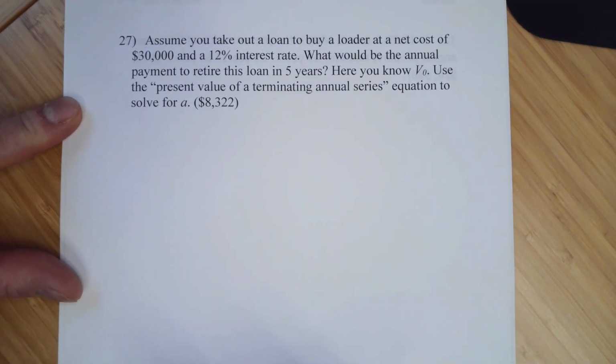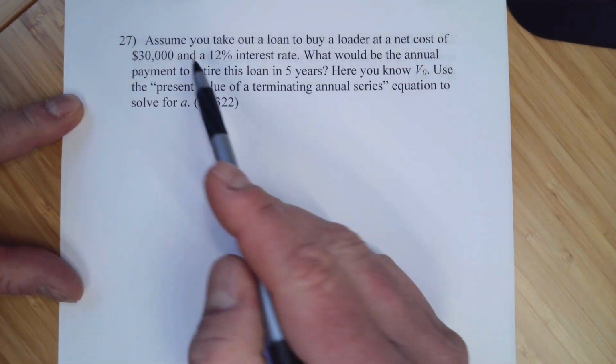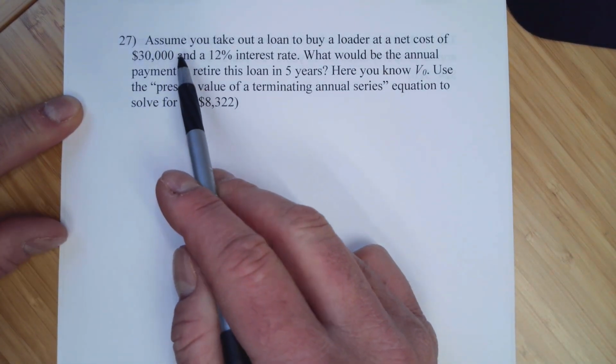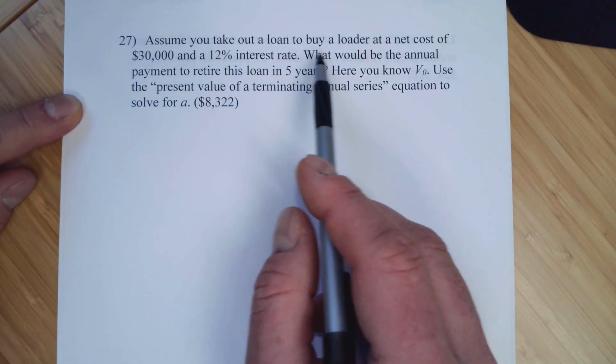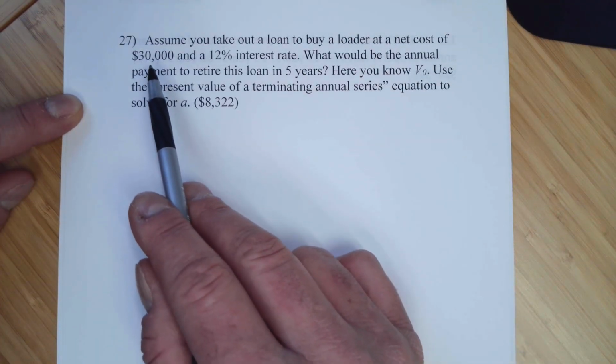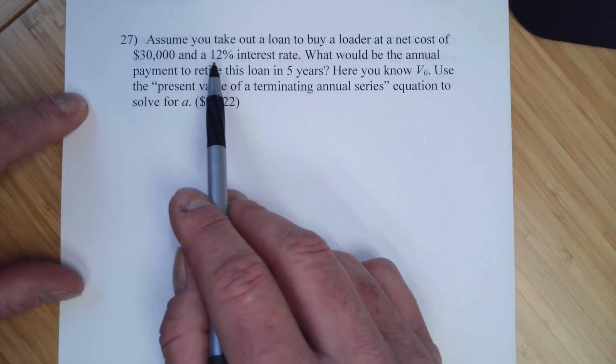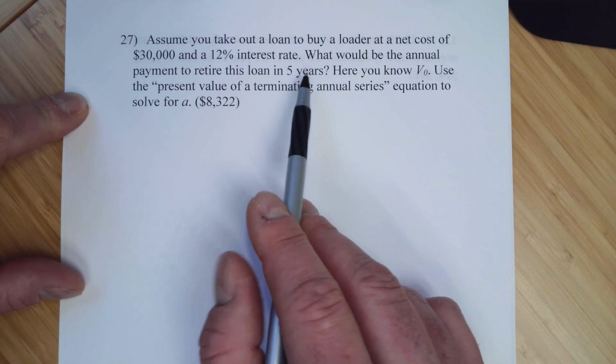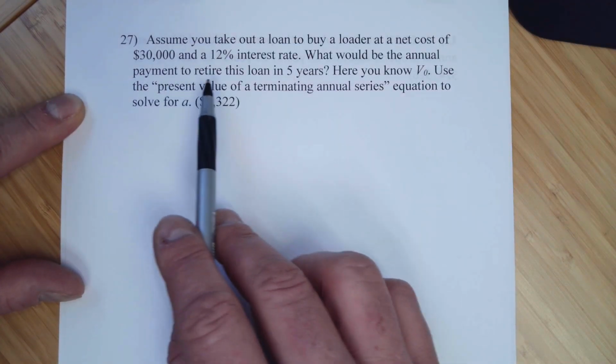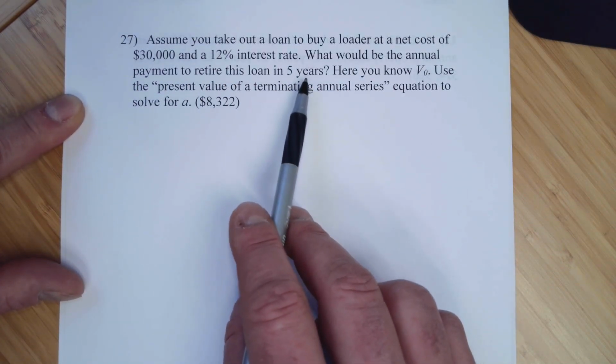This is number 27 from homework 2. A little bit different on this one. So let's read it first. Assume you take out a loan to buy a loader at a net cost of $30,000, and this is at a 12% interest rate. What would be the annual payment to retire this loan in 5 years?